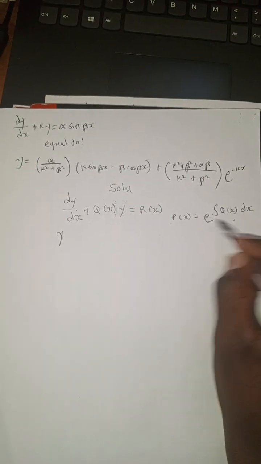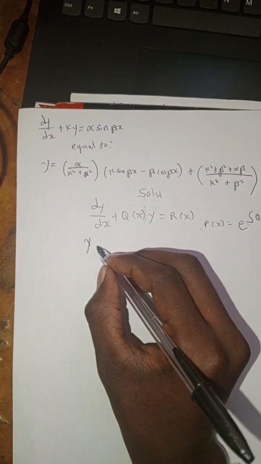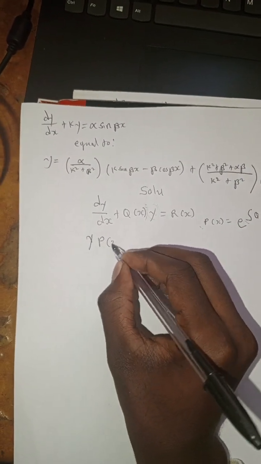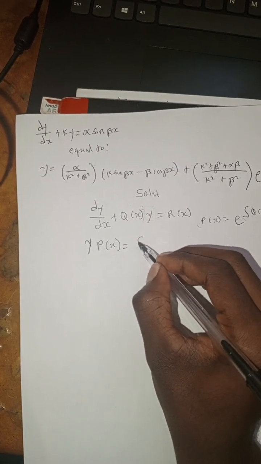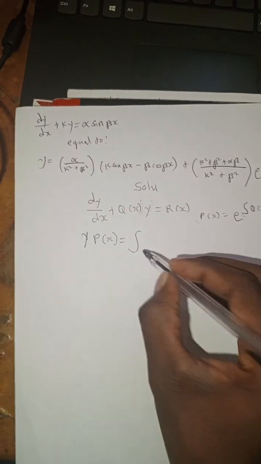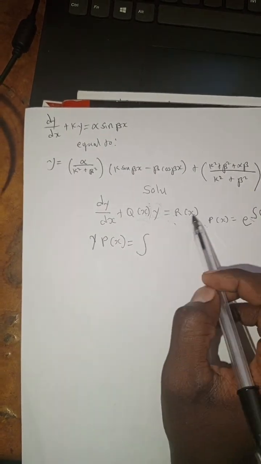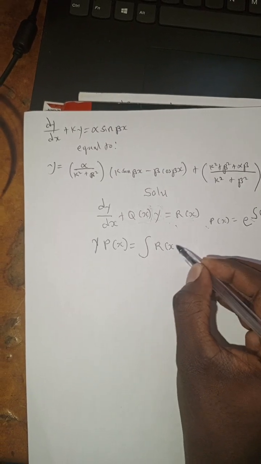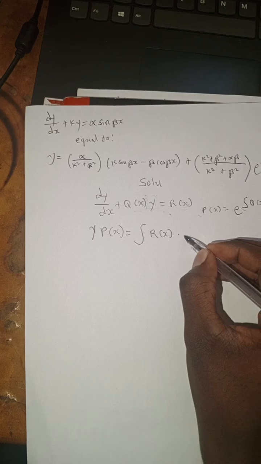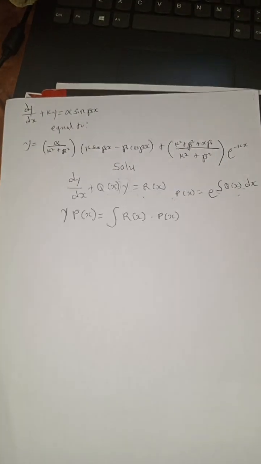Now, this integrating factor is the one which you are going to multiply with your main function. Then you equate this to the integral of Rx, whatever you have at the end, Rx being multiplied by the integrating factor. This is how we are going to go about our solution.